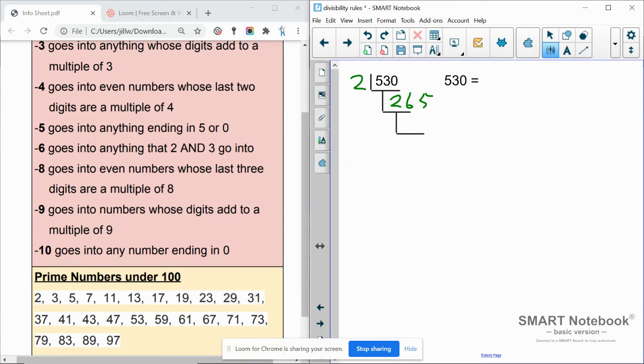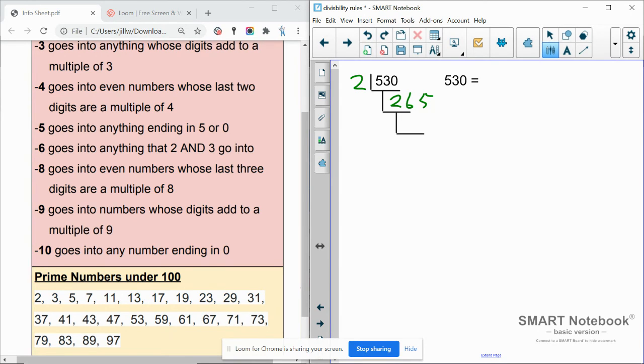Again, it's not even now. Now I check for 3. 2 plus 6 is 8. 8 plus 5 is 13. 3 does not go into 13, so 3 does not go into 265. 4 needs it to be even, but we have the 5 rule. And 5 is a prime number. It's on my list. I don't even know why I was checking for 4.